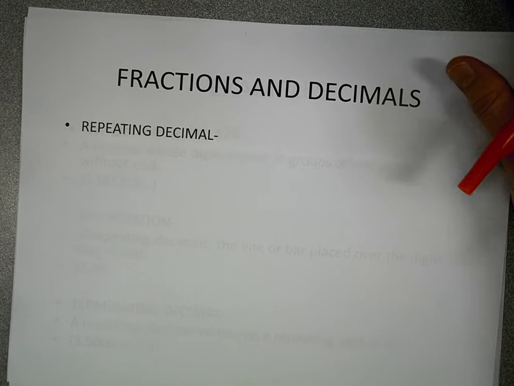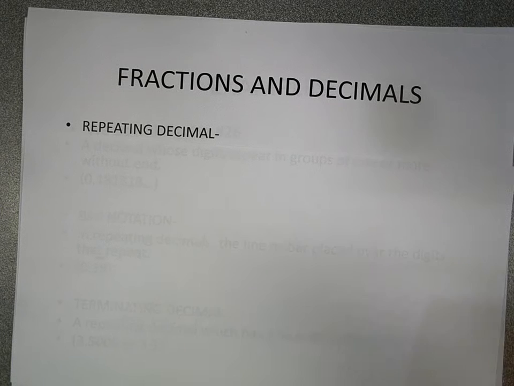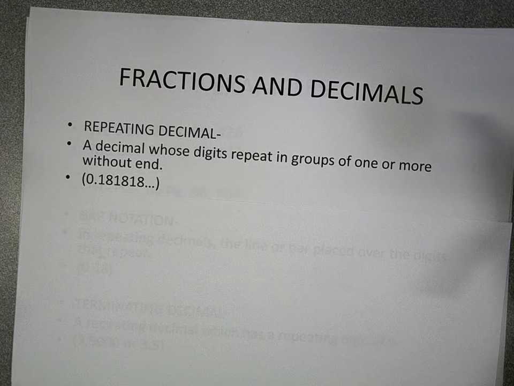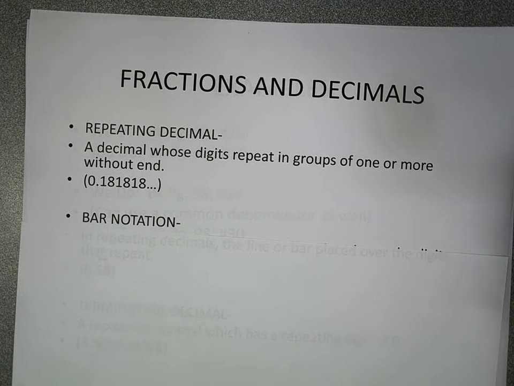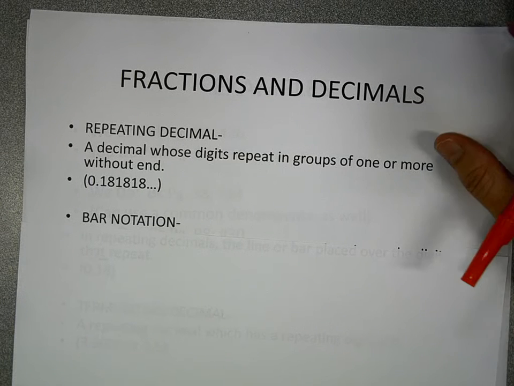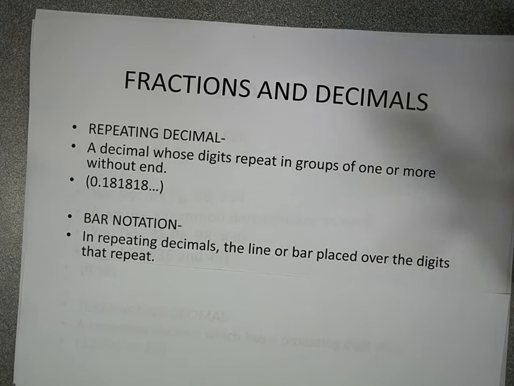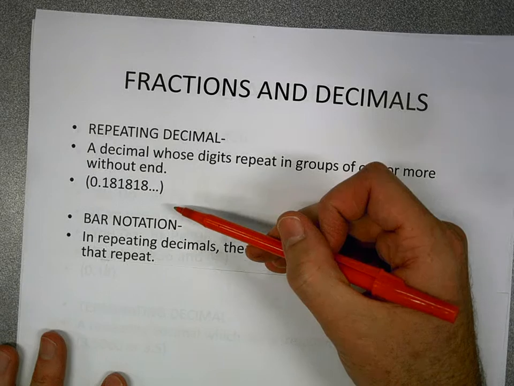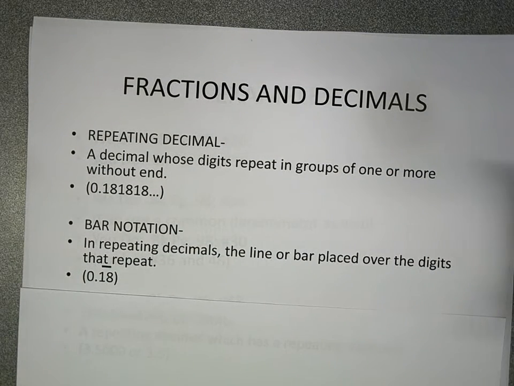So here we go. First one, some of these, hopefully you guys already know what they are. So the first one is a repeating decimal, everyone. Repeating decimal. So your book says it's a decimal whose digits repeat in groups of one or more without end. So for example, 0.181818, and it just keeps going. Okay? That would be an example of a repeating decimal. Okay? The next word is bar notation, everyone. So, bar notation says, in repeating decimals, the bar notation is the line or bar placed over the digits that repeat. Okay? So, for example, this right up here, the 0.18181818, would look just like that. Okay? The bar notation is over what's repeating.